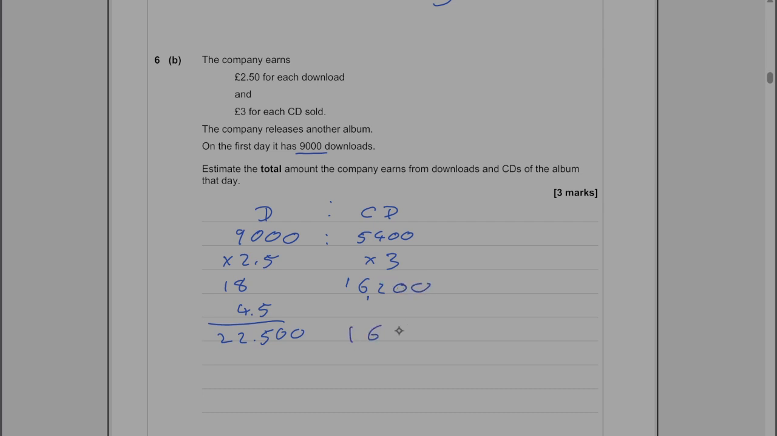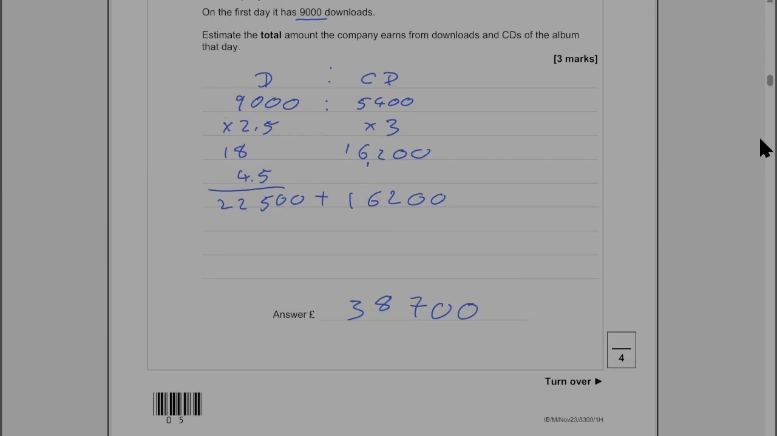And I need to add those two values. Take that decimal point out. So my total is going to be 38,700.